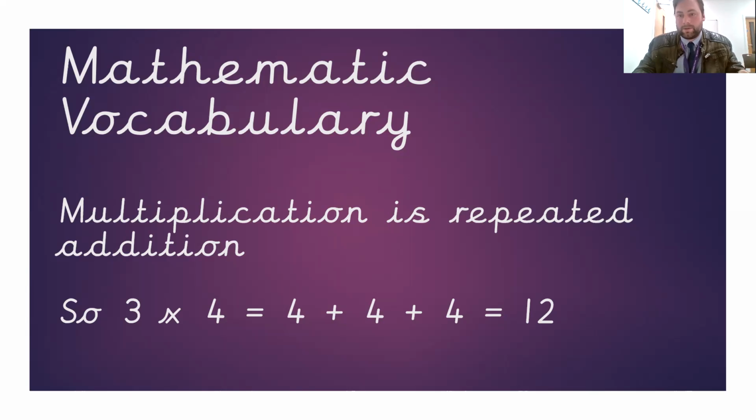So multiplication is repeated addition. If we have a look at 3 times 4, what we're saying is 3 lots of 4. We've got the number 4 and we've got 3 lots of it. So we're going to add 4 to itself 3 times. So 4 plus 4 is 8, plus another 4 is 12. So 3 times 4 is actually equal to 12.